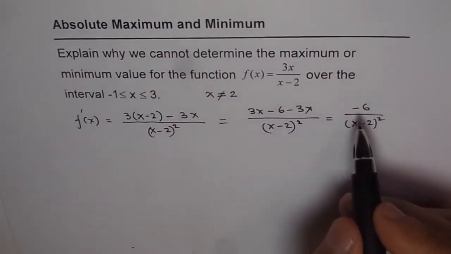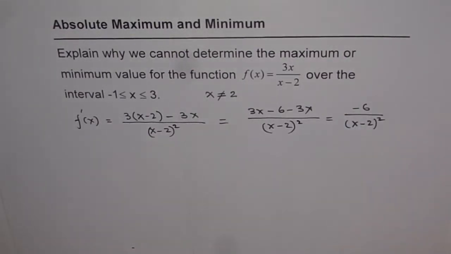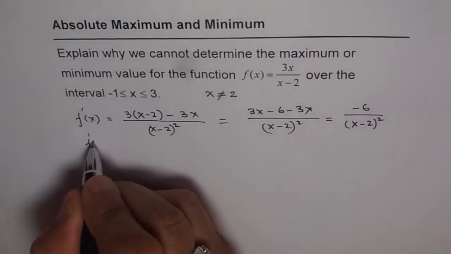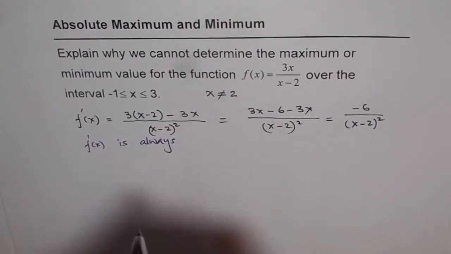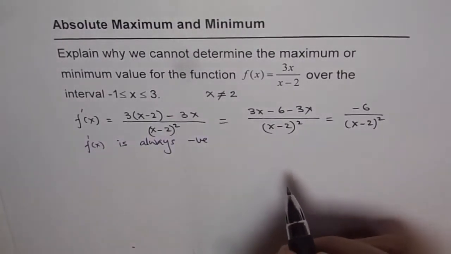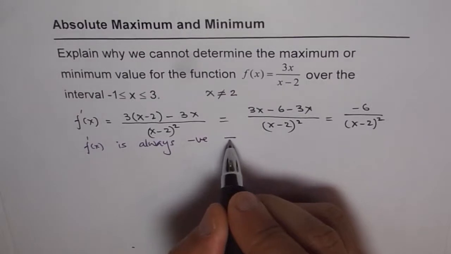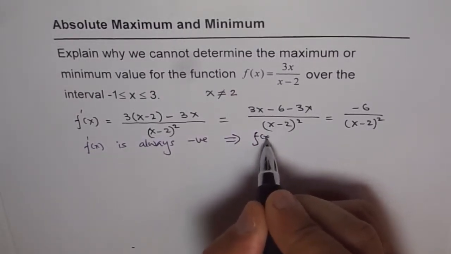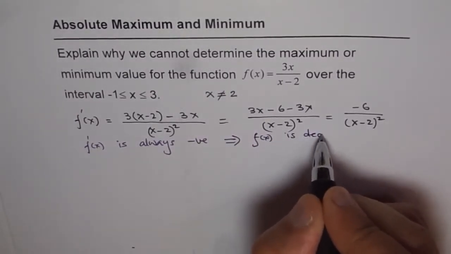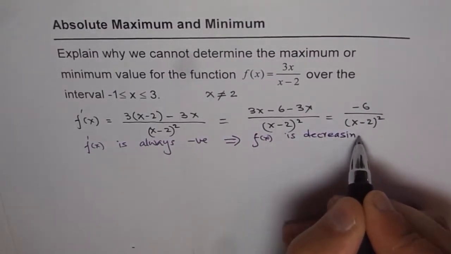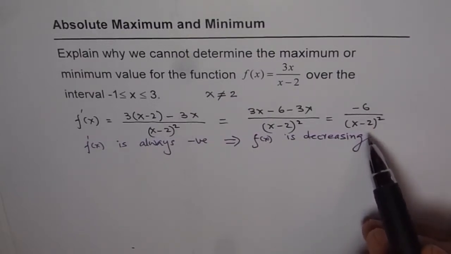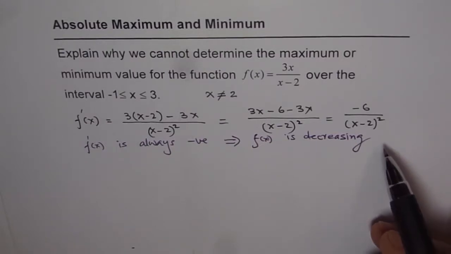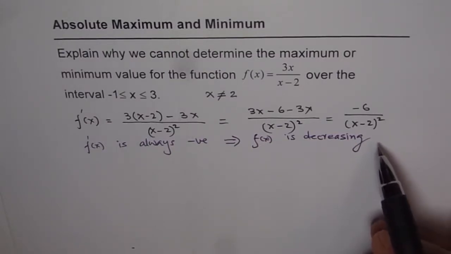You will find that the derivative is always negative, right? So what we observe here is f dash x is always negative. Always negative means that the function is decreasing. This means the function f of x is decreasing in the given domain, or in general, the function is always decreasing. Now, since the function is always decreasing, you cannot have any maximum or minimum value in between.